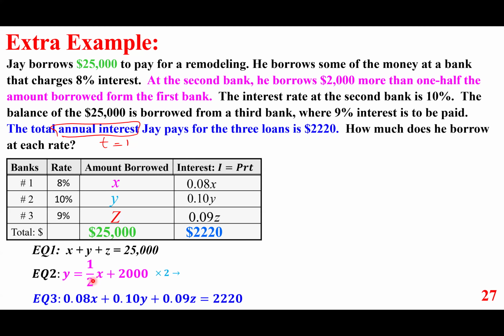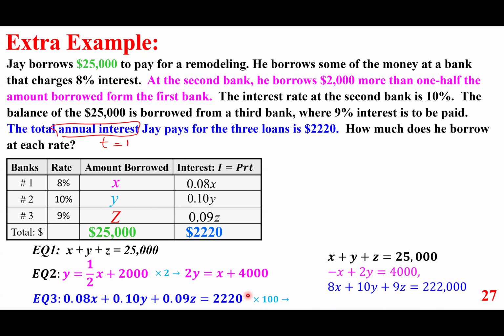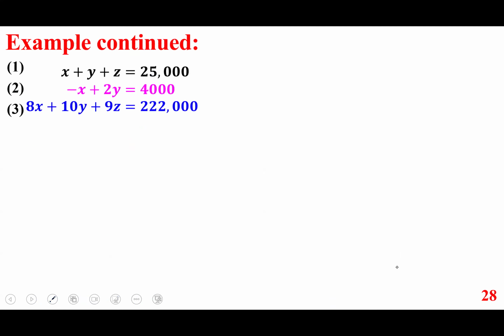If I multiply by 2, this becomes 2y, this becomes x, this becomes 4,000. This one, to get rid of the decimal, let's multiply by 100. So that means this is 8x plus 10y plus 9z, and this one add 2 zeros. And the reason we are doing that, it's easier to deal with now. So we are going to continue. I'm going to call it equation number 1, 2, and 3. And this is from the previous page, everybody.